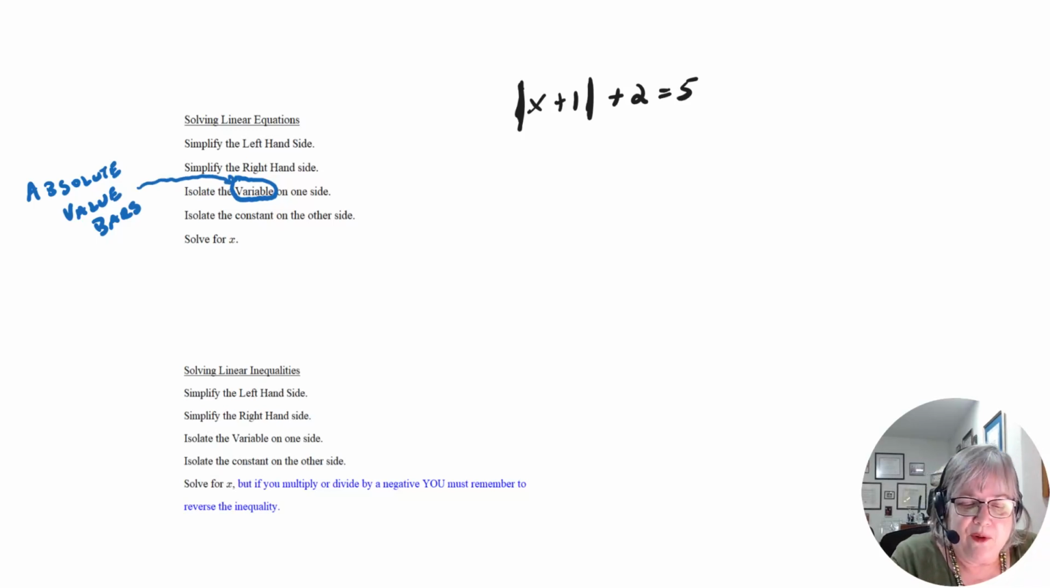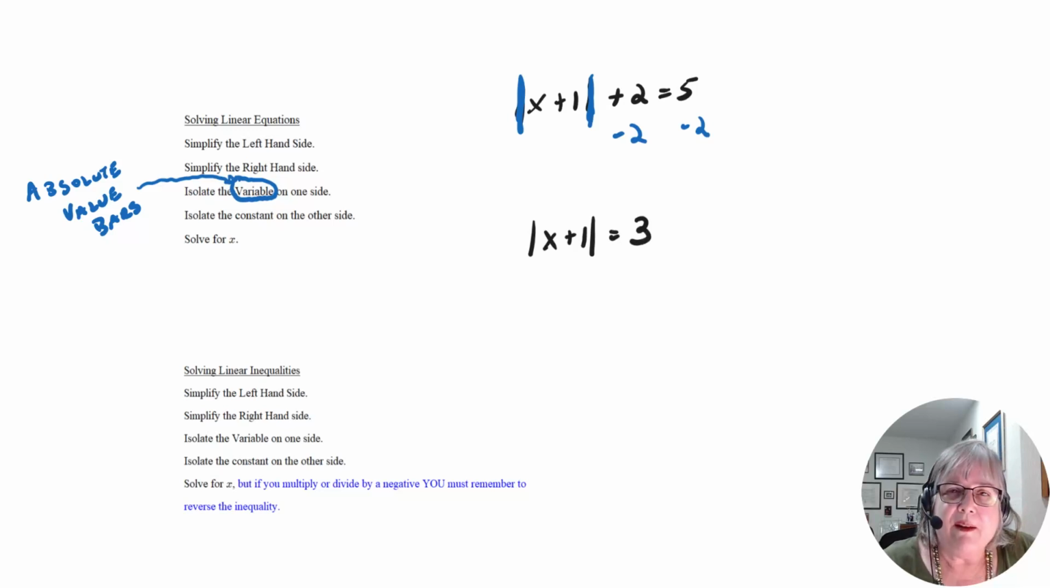Now, if what I'm trying to isolate is this part right here, I'm trying to get that brick of the absolute value bars isolated. That means the 2 cannot be on the same side, right? How do we get rid of a 2 that's being added? You subtract. So you would subtract 2 from both sides, and you would have the absolute value of x plus 1 is equal to 3. Now this brick that can't be touched is isolated, and I have my 3 on the other side.